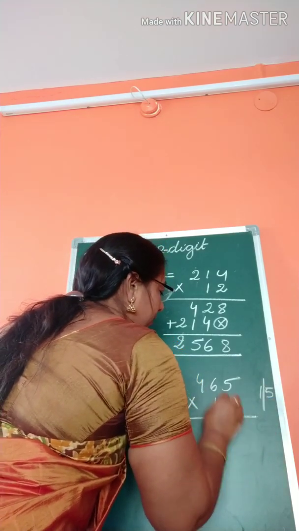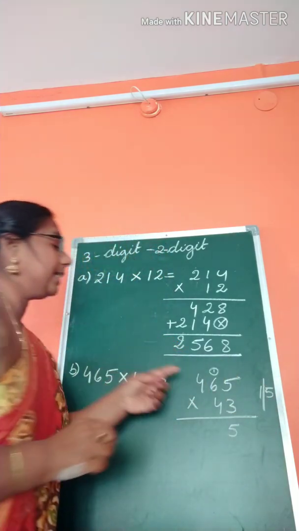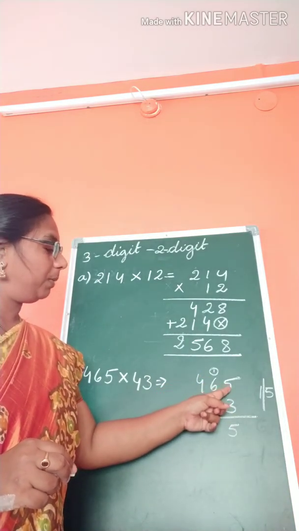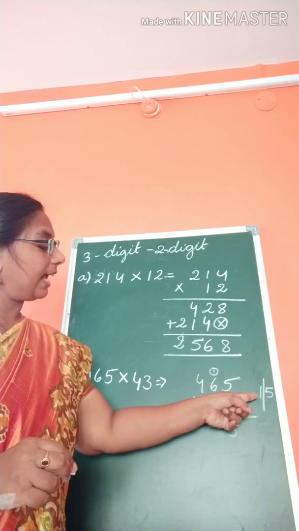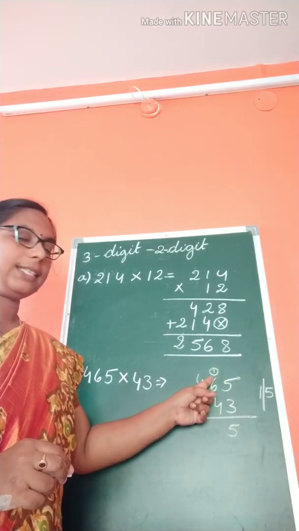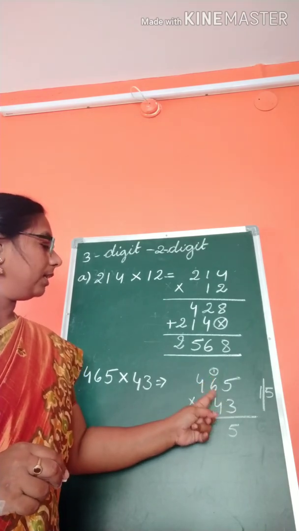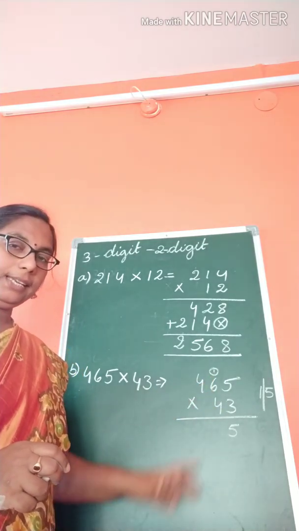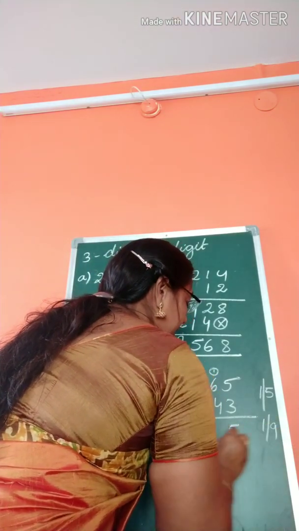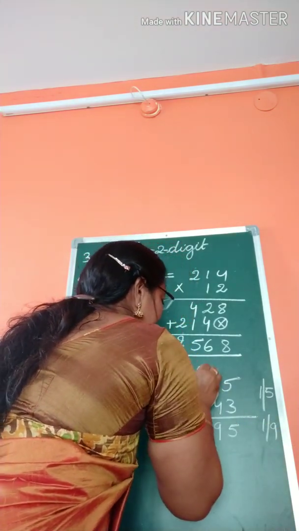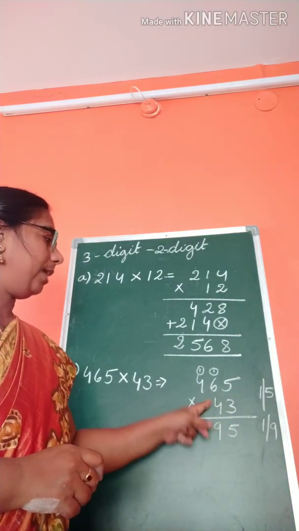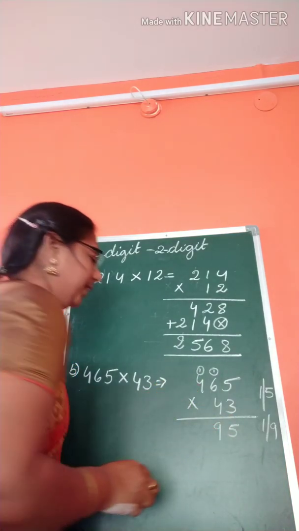5 you have to write down, and 1 should be carried to the next place, that is the tens place. No, we should not carry it to the hundreds place. As we are doing multiplication here, the carrying number should go to the next place. Okay, children? So it will go to the tens place. Now 3 6s are 18 plus 1, 19. So 9 will be written down, and 1 should be carried to the next place, that is the hundreds place. 3 4s are 12 plus 1, 13.